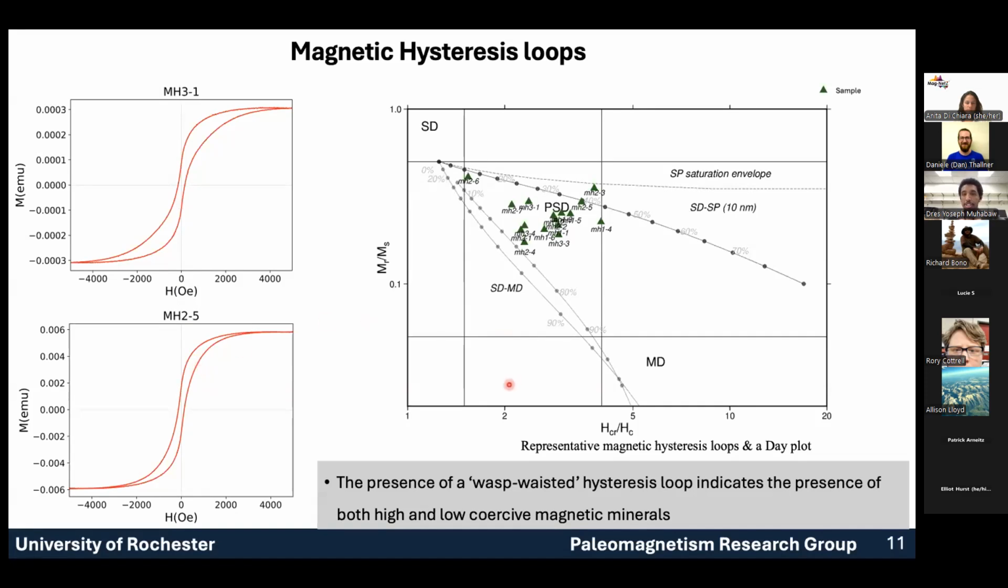So here is the data plot, the saturation remanence and saturation magnetization ratio versus the Hcr and Hc ratio. So we can see the domain states of our samples. Most of our samples lie in the pseudo-single-domain state, which is typical for these burned materials.